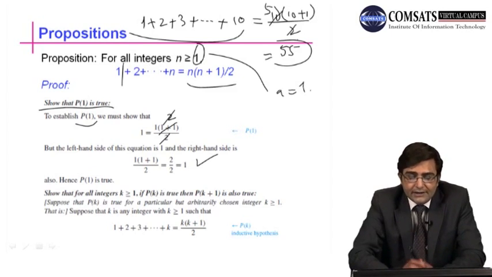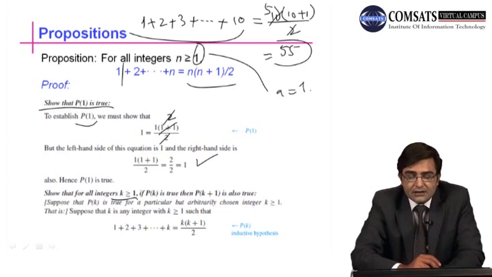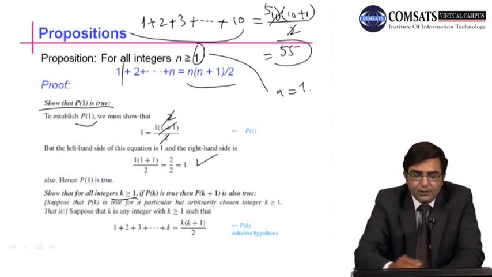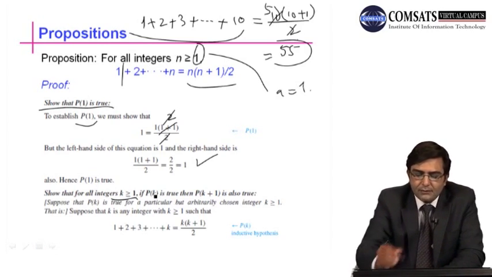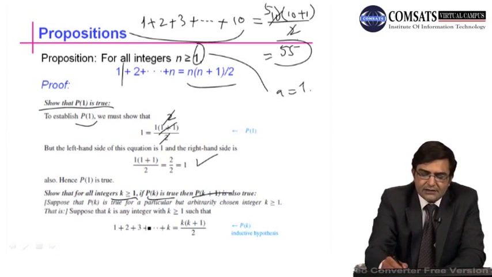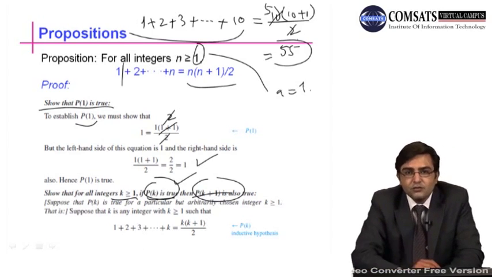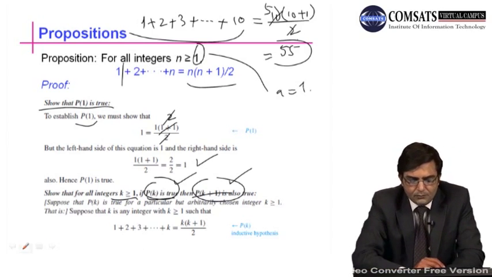Now the second step of the principle of mathematical induction, the inductive step, we have to prove. In this case, for all integers k greater than or equal to 1, if P of k is true, then P of k plus 1 is true. We have to prove this. So this is the hypothesis and this is the conclusion. We suppose the hypothesis is true, then we have to prove that the conclusion is true.